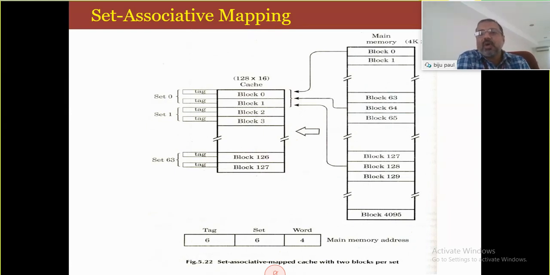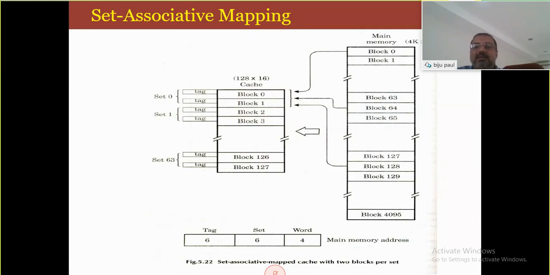Now, for the blocks from main memory, there is a rule. Block 0 will go to set 0. I repeat: block 0 from the main memory can go to any location in set 0. That means block 0 from main memory can fit into block 0 or block 1 of the cache, nowhere else. This is a combination of what we have studied in the last two: direct mapping plus associative mapping. Why I am saying this is a combination of those two is that block 0 from the main memory can fit into any location of set 0. Hope it's clear.